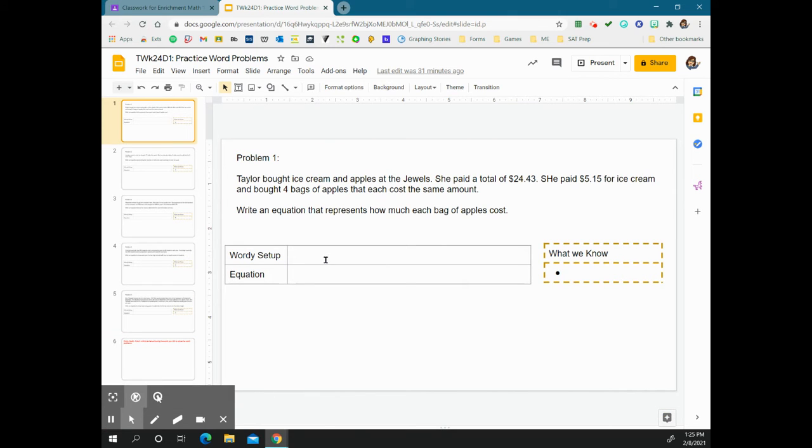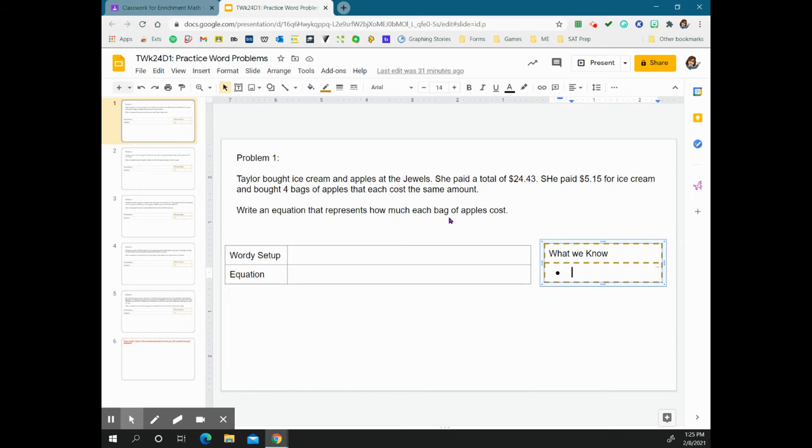So when you do a word problem, the first thing you want to do is just take what we know, what they gave us in the equation. So we're going to type that on the side here.